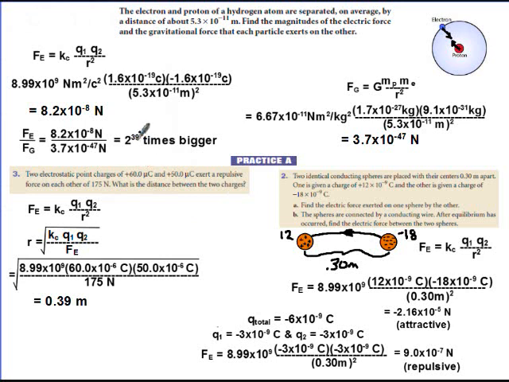And now this actually shouldn't be written as 2 to the 39th. It's really 2 times 10 to the 39th. So I don't want to confuse you there with raising 2 to the 39th power versus 2 times 10 to the 39th. So this is the correct answer for that problem.